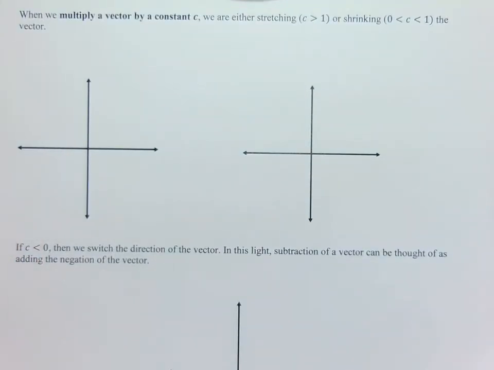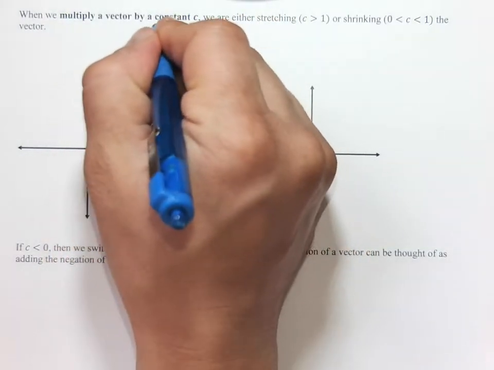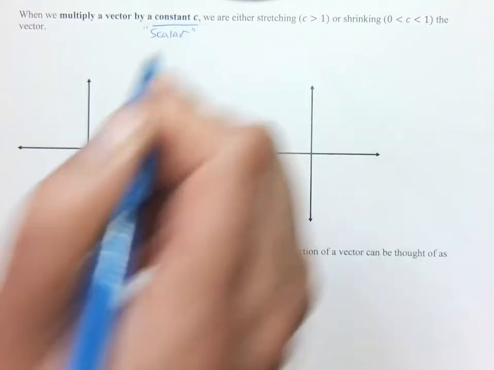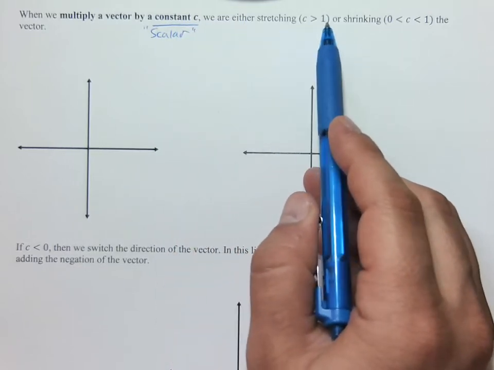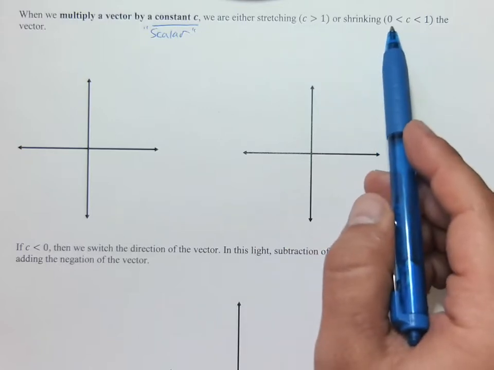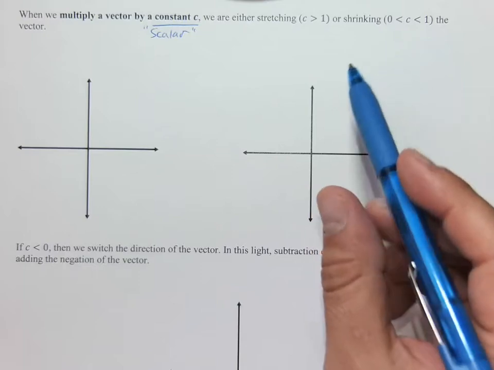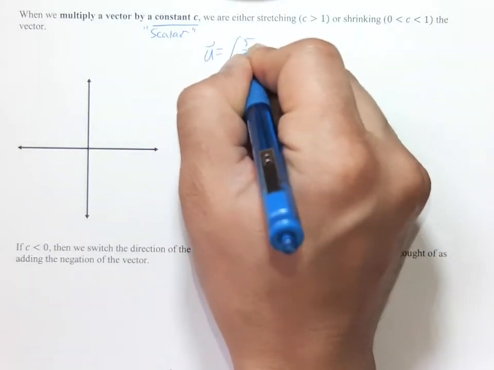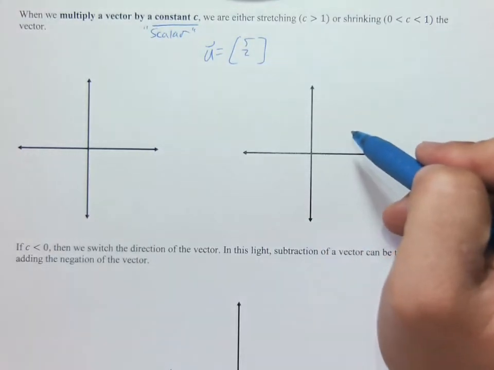All right. So what happens when we multiply a vector by a constant c? And again, the other way to say constant would be scalar. If you multiply by a constant c, you're either stretching out that vector, if the scalar is bigger than 1, or shrinking the vector if the scalar is between 0 and 1. Let's mess around with the same u again. Our u from the last page was the vector (5, 2). I'm going to draw that vector on both these graphs, and then we're going to scale it.